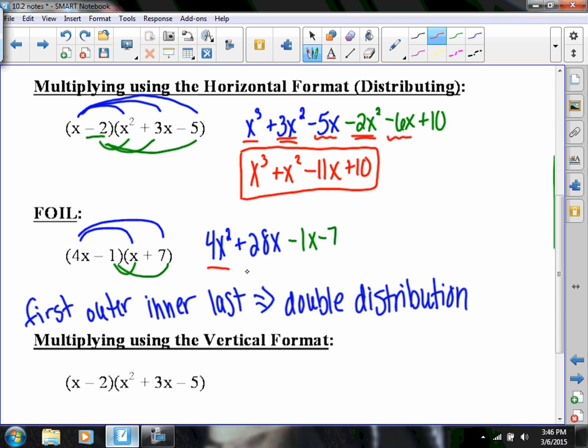And then again, I have to combine my like terms. So I had the x squared, so that was the only one I had, 4x squared. Then I have my x's, so that's 27x, and then the minus 7. The nice thing about foiling is that your terms kind of line up if you do the first, outer, inner, last. Those middle terms will always be like terms that you can combine together. Now later in the chapter we're going to talk about factoring, and that's basically the opposite of foiling.